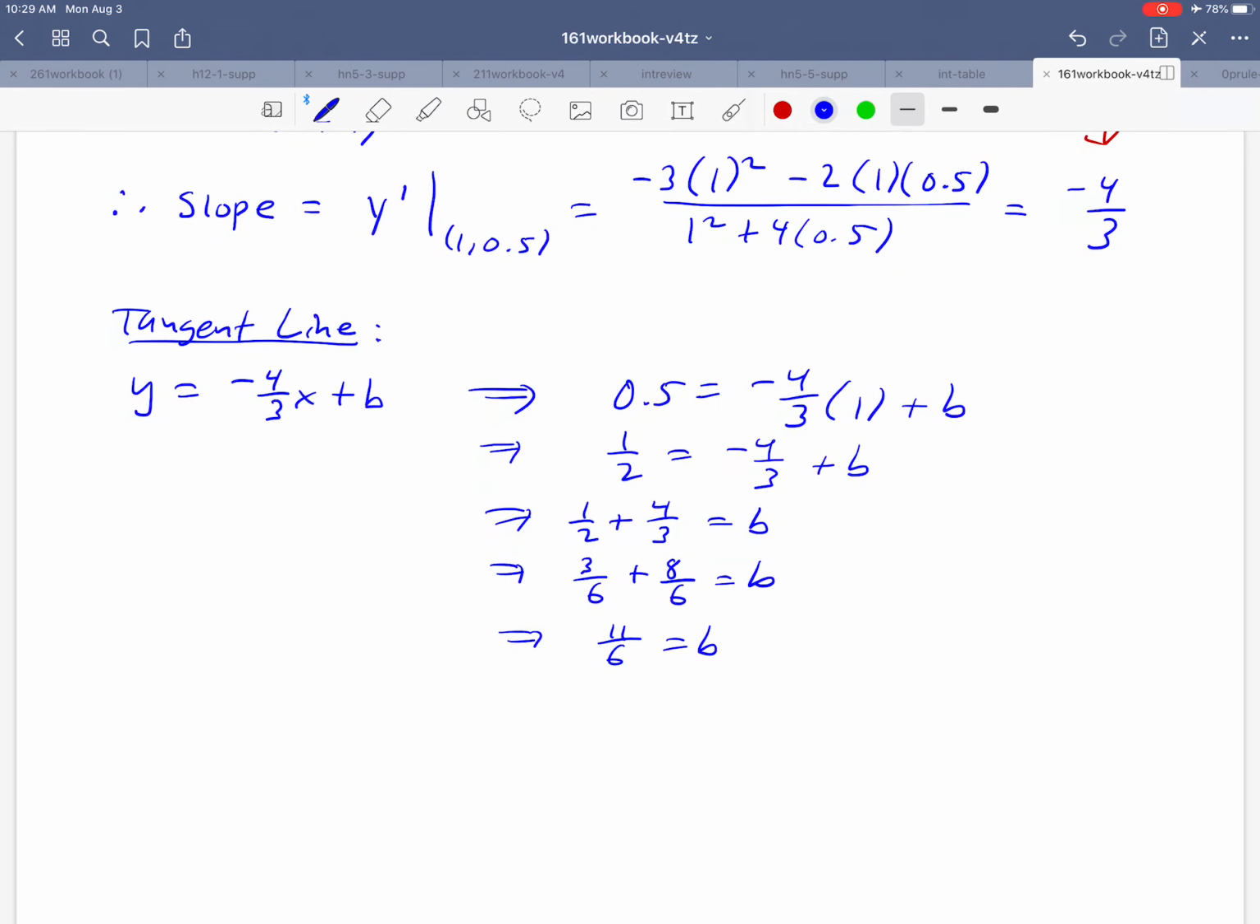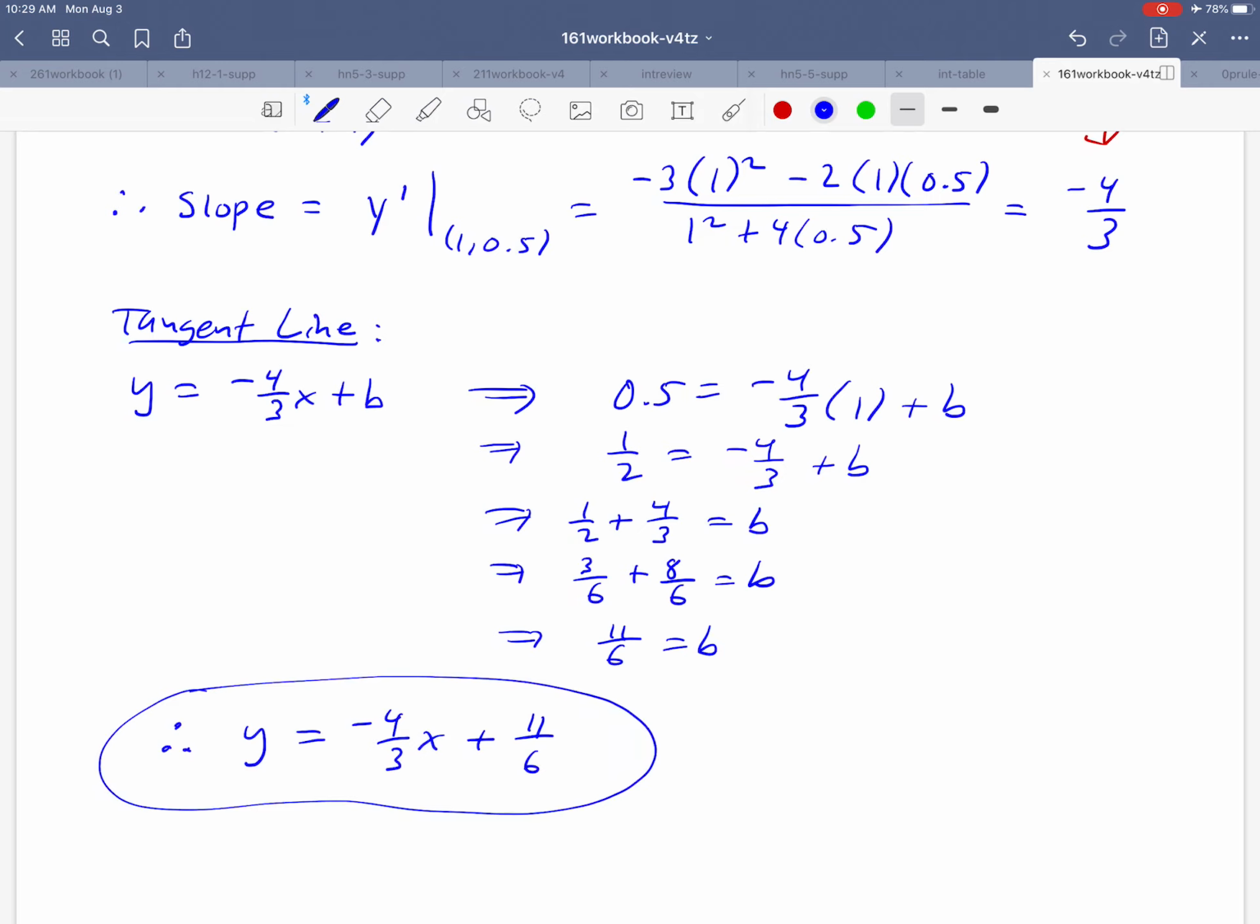The last step is to just go ahead and substitute that b in. So now we know that the tangent line looks like y equals negative 4/3 x plus the b that we just found, which is 11/6. And we're done.